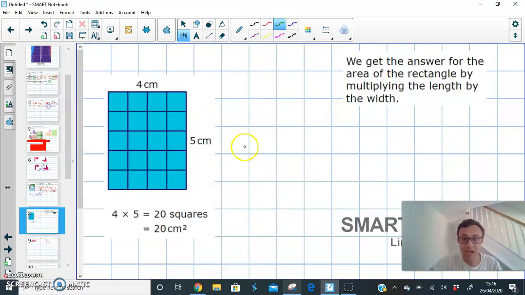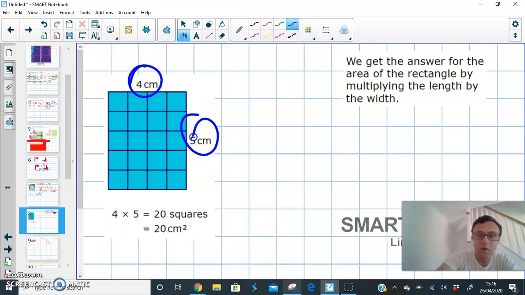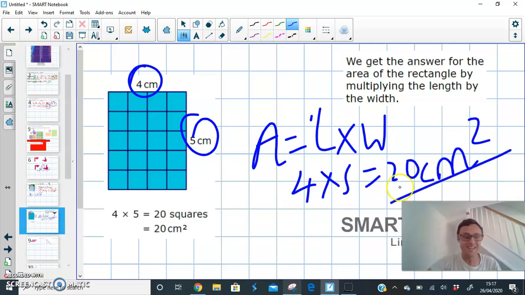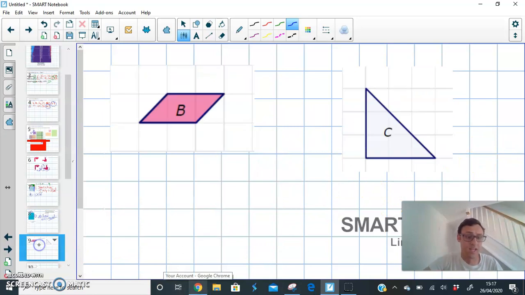And if I jump down to here, we get the area of a rectangle by multiplying the length by its width. So we can do 4 times by 5, which is 20 squares, or 20 centimetres squared. Okay, so 4 times by 5, area, length times by width. 4 times by 5 is 20 centimetres squared. Easy.